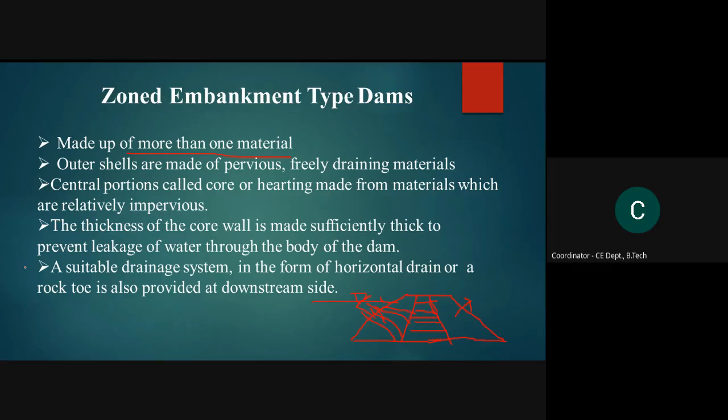Okay. So the next point says a suitable drainage system in the form of a horizontal drain or rock toe is also provided at the downstream side. As this picture says, this is the same point that has been discussed here. The drainage system can be provided at the rock toe, or at the toe point of the dam.